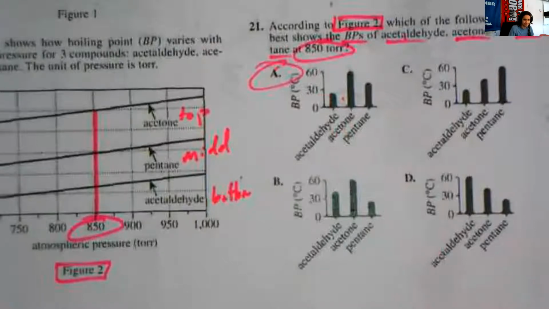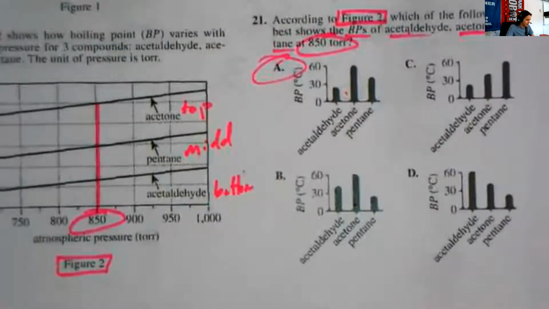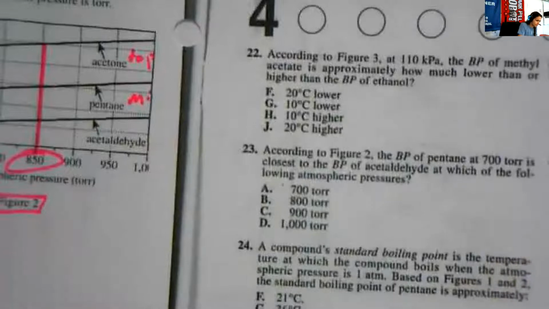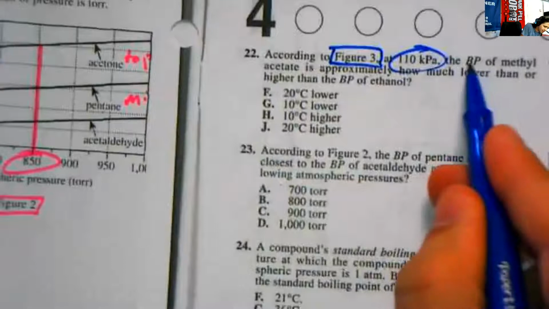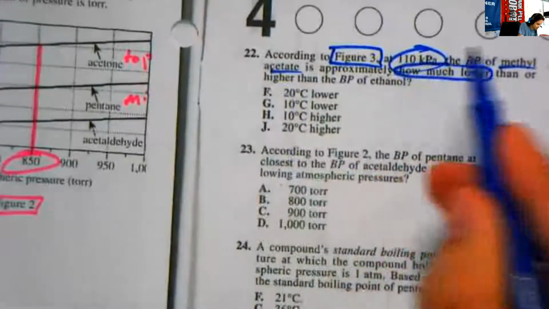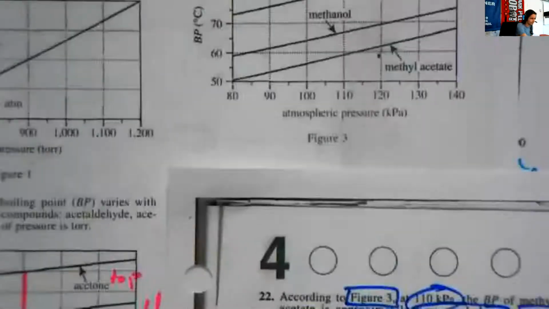So 21. First question is usually going to be pretty easy. First question is just going to be, hey, look at the data. Let's keep it rolling. 22. According to figure 3, 110 kPa. The BP of methyl acetate is approximately how much lower than the BP of ethanol? So we got to compare, at 110, methyl acetate to ethanol. So I go up here.